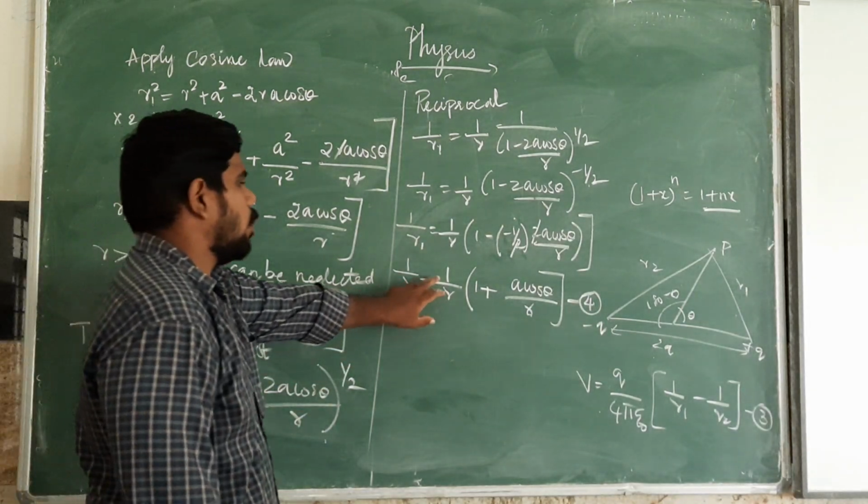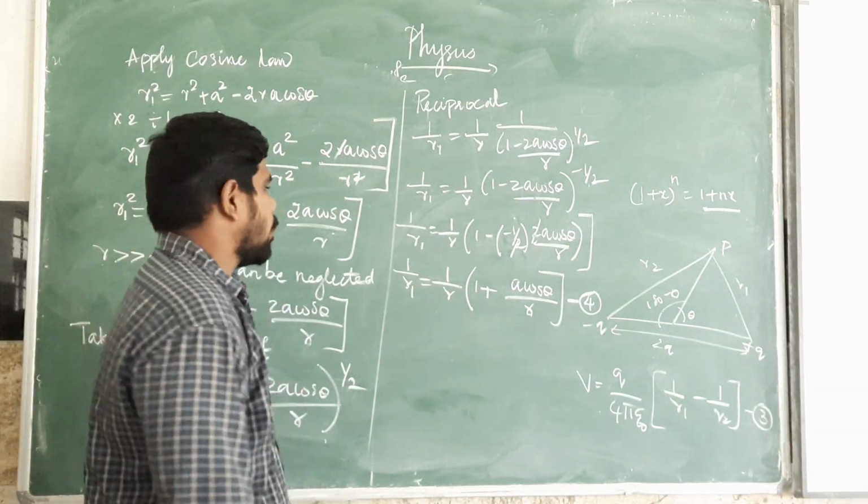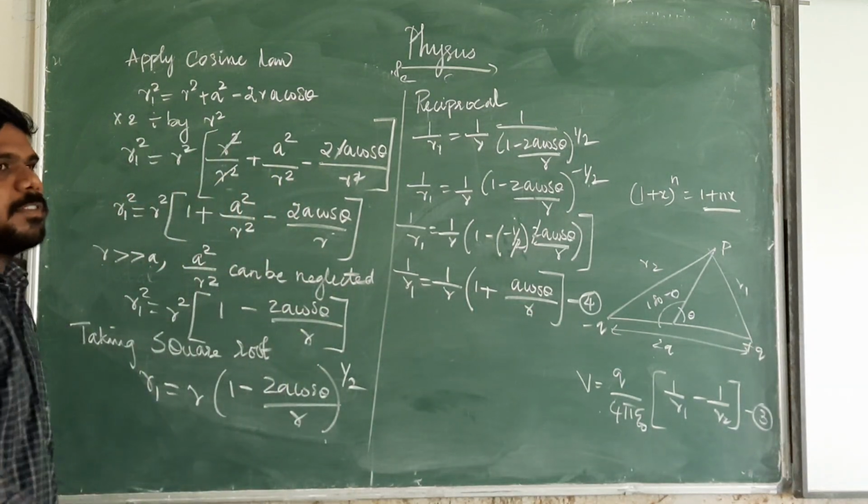1 by R1 is equal to 1 by R into 1 plus a cos theta by R. This will be considered as equation number 4. Clear? So what are the steps we remember?